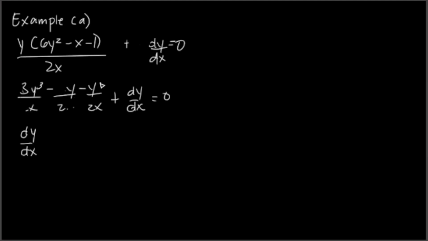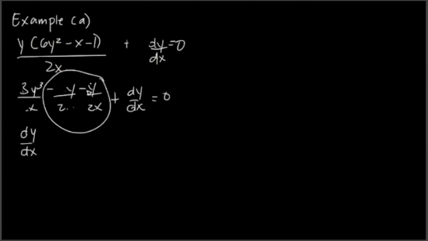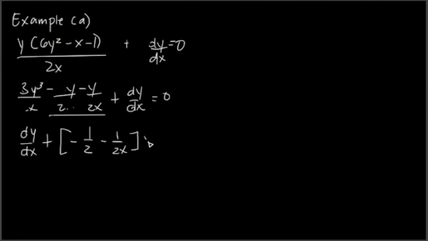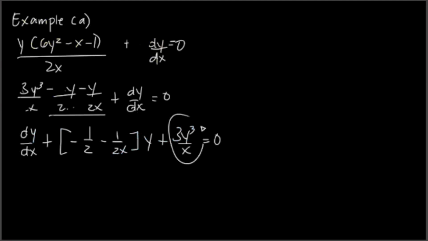So, tingnan natin kung alin dito yung may common na y para makuha natin yung p of x natin. So, itong dalawa yung may common na y. So, gawin natin plus negative 1 over 2 minus 1 over 2x times y plus 3y cube over x is equal to 0. So, mapapansin natin, yung 3y cube over x is same siya dito. So, ilipat natin siya sa right side. So, magiging siya is equal to negative 3y cube over x.